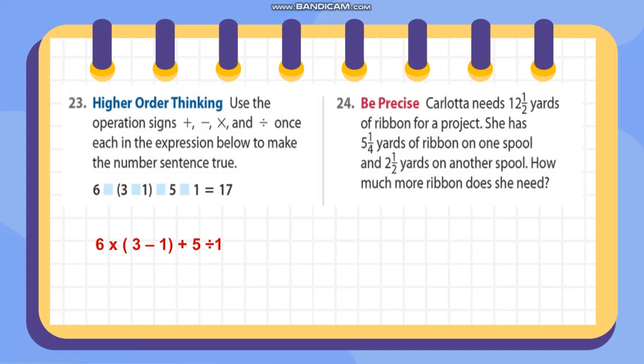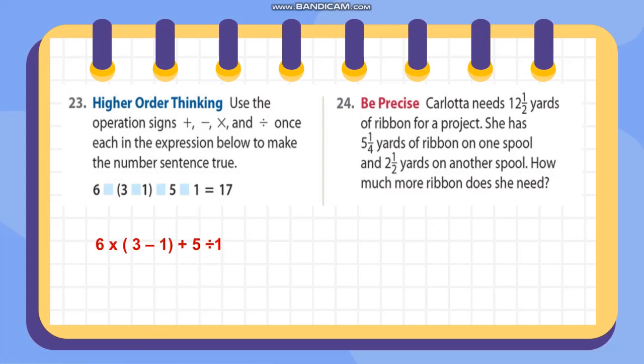Next, question number 24. Carlota needs 12 and 1/2 yards of ribbon for a project. She has 5 and 1/4 yards of ribbon on one spool and 2 and 1/2 yards on another spool. So how much more ribbon does she need? The first step is we need to find the number of yards of ribbon on one spool and on another spool.